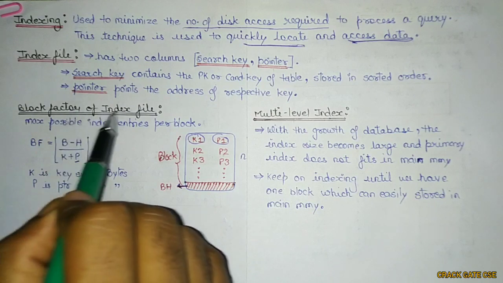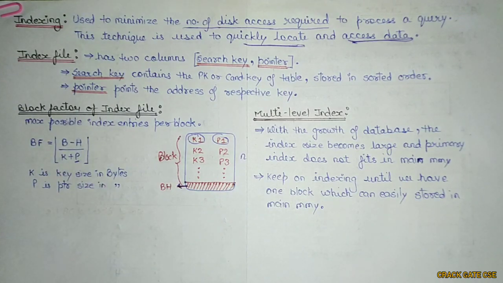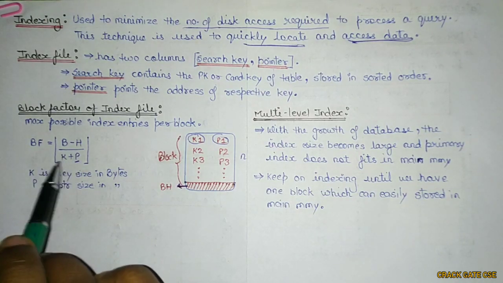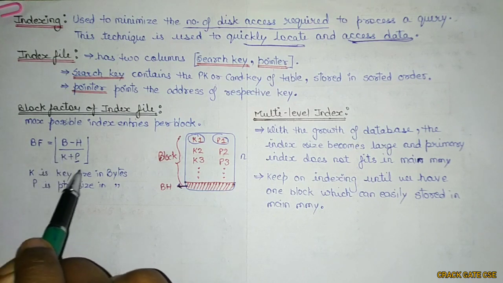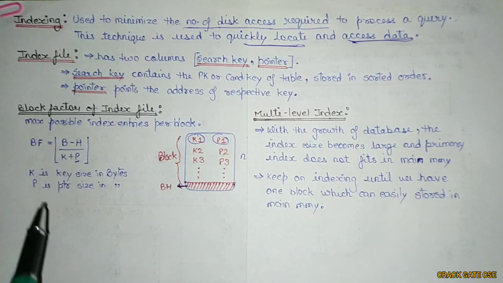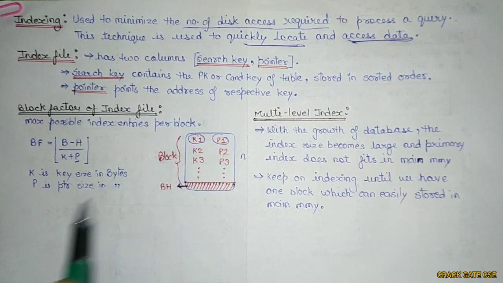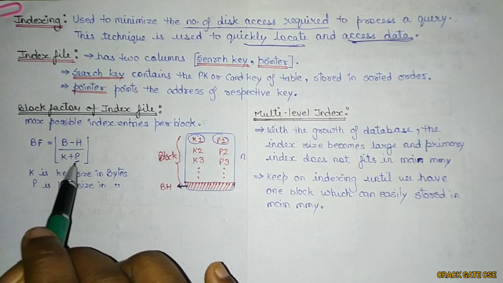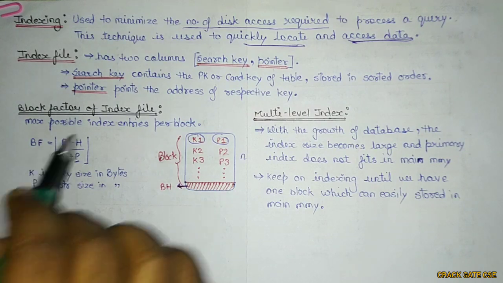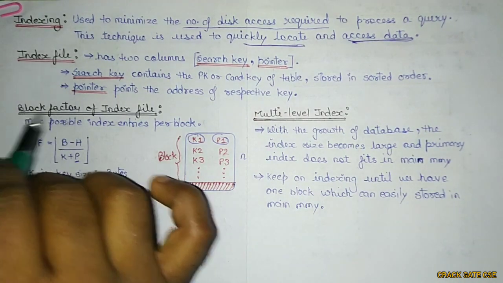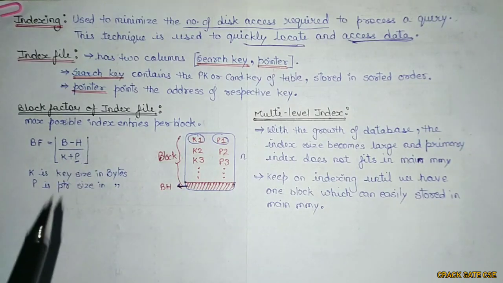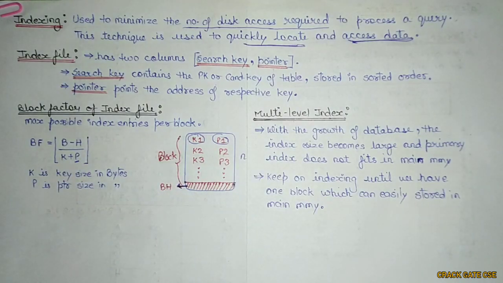How to find out the block factor for the index file? So generally we find out the block factor for the database file by using the formula (B - H) / R. So here instead of R we are having K + P, which is nothing but the size of a row in an index file. In an index file, in a row we will be having key and pointer, so K + P. So what does the block factor tell? Block factor tells us how many maximum possible index entries can be stored in a particular block.